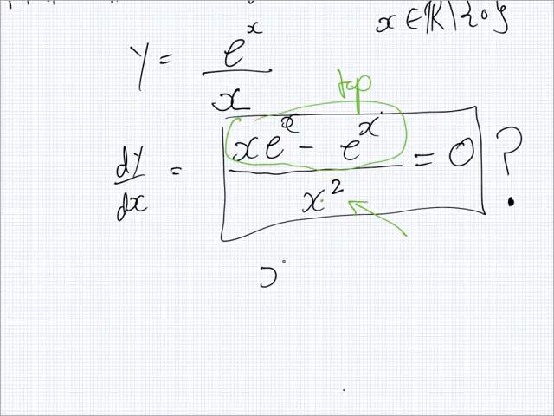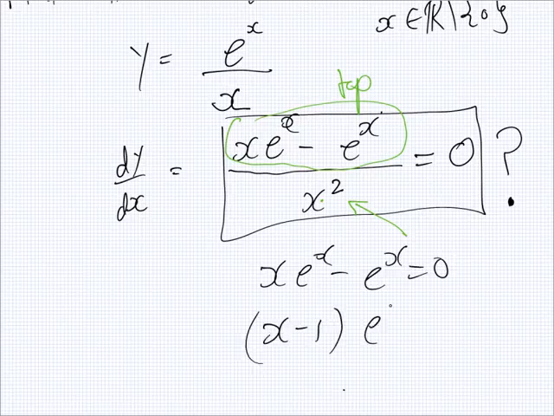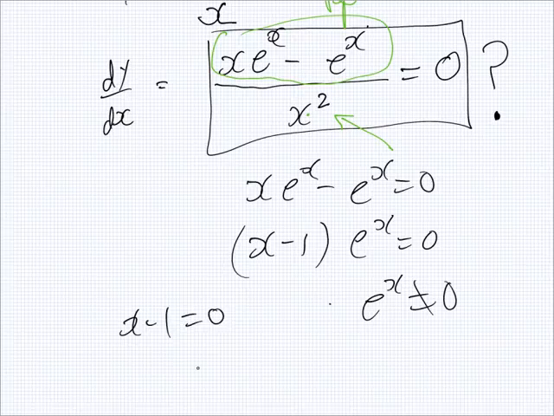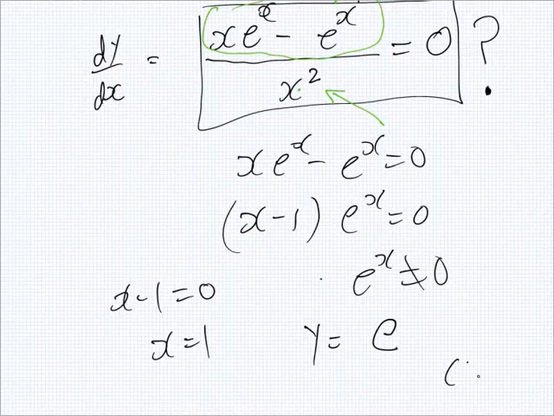So I need to solve this, which means I need to solve this. I don't care about the e^x because that can't be 0. Only the x minus 1 could be 0, which means x could be 1, which means y equals e. Yeah? So the answer is (1, e).